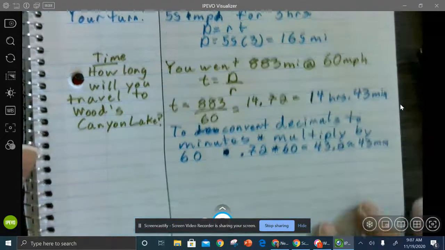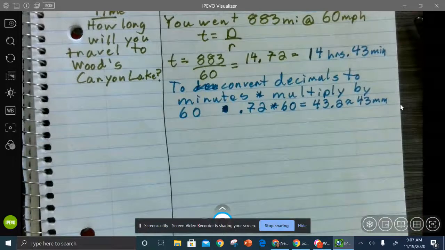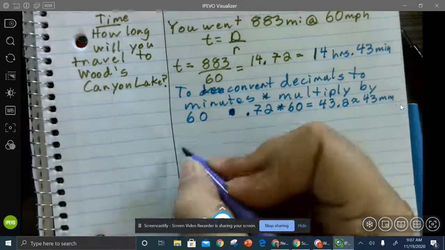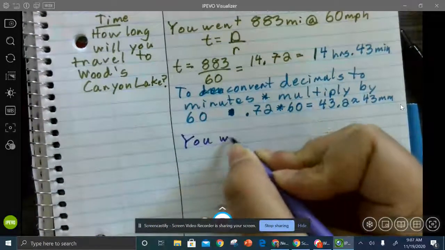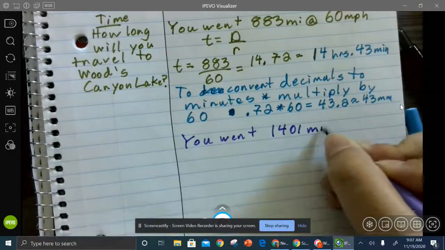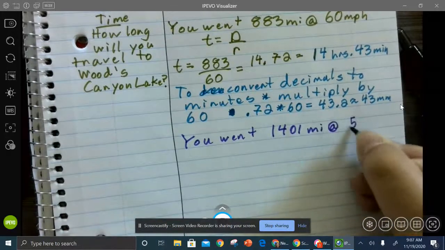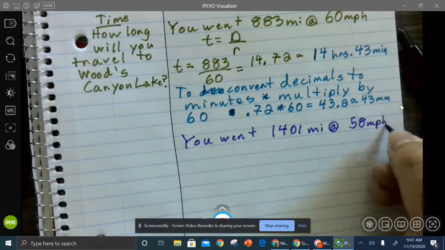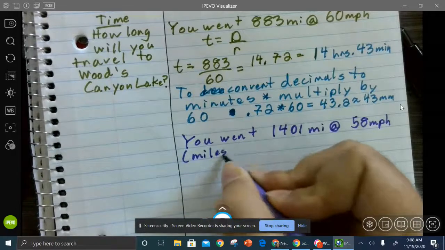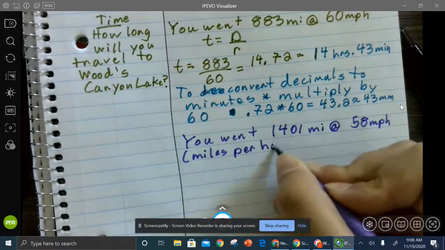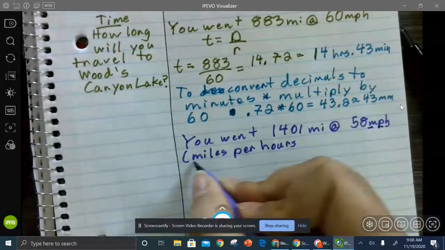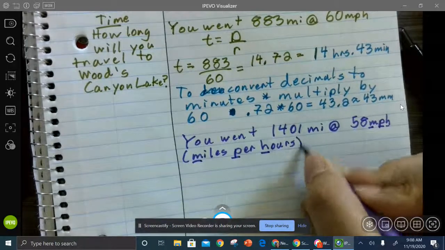So what if we do your turn? You went 1,041 miles at 58 miles per hour. Everybody remember that's miles per hour. We can also do KPH, kilometers per hour, just in Mexico and Canada.